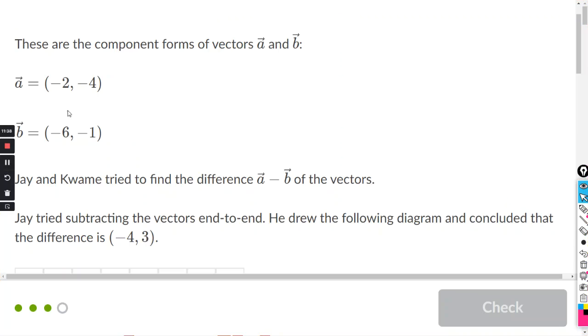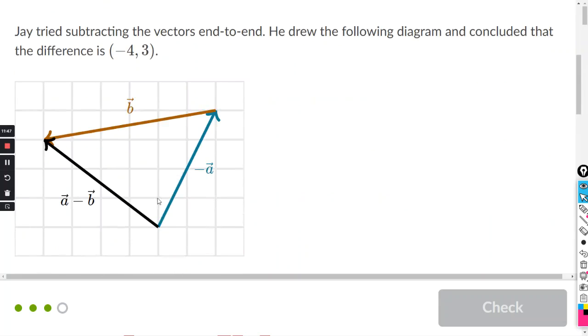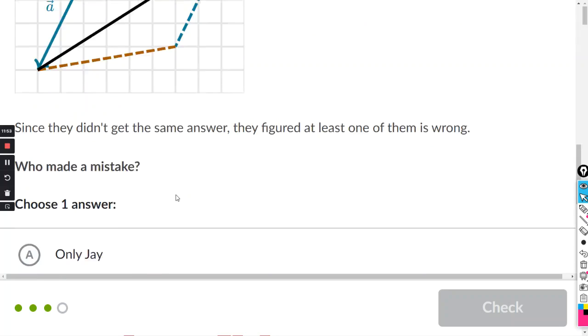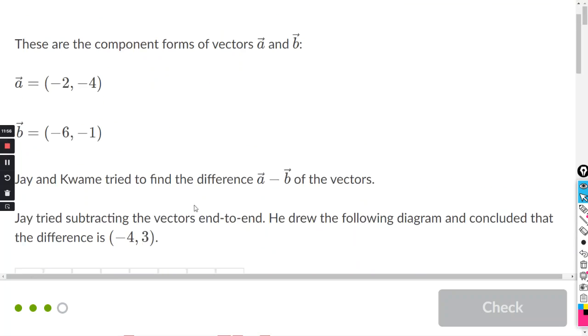So they give us the components of vectors A and B. Jay and Kwame tried to find the difference A minus B, and Jay subtracted using the triangle method. Kwame used the parallelogram. Who made a mistake? I'll show you the easy way first, and then I'll explain it. So they want us to do A minus B. Negative 2 minus negative 6 is the same as negative 2 plus 6, so that's 4. And negative 4 minus negative 1 is negative 4 plus 1, that's negative 3.